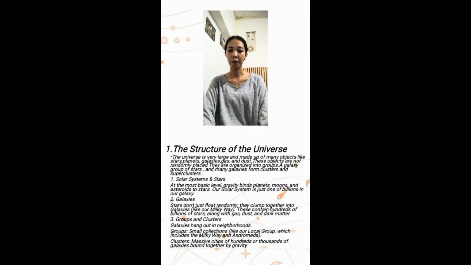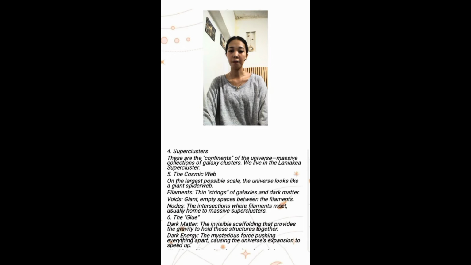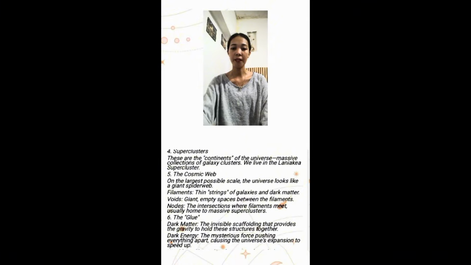Number three is groups and clusters. Galaxies hang out in neighborhoods. First are groups, small collections like our Local Group, which includes the Milky Way and Andromeda. And the next are clusters, massive cities of hundreds to thousands of galaxies bound together by gravity. Number four is superclusters. They are the continents of the universe, massive collections of galaxy clusters. We live in the Laniakea supercluster.